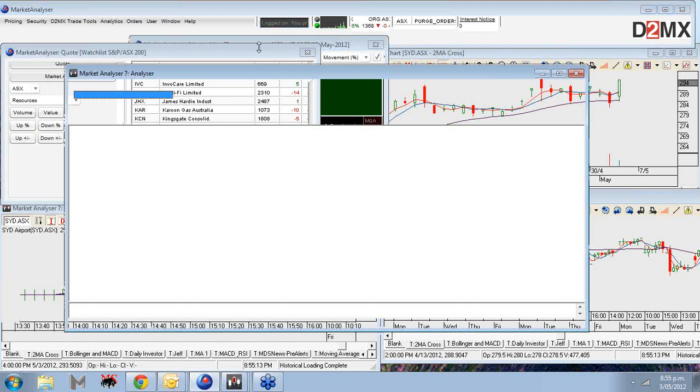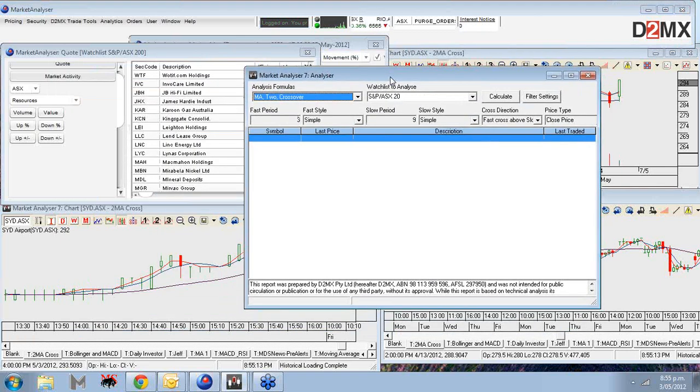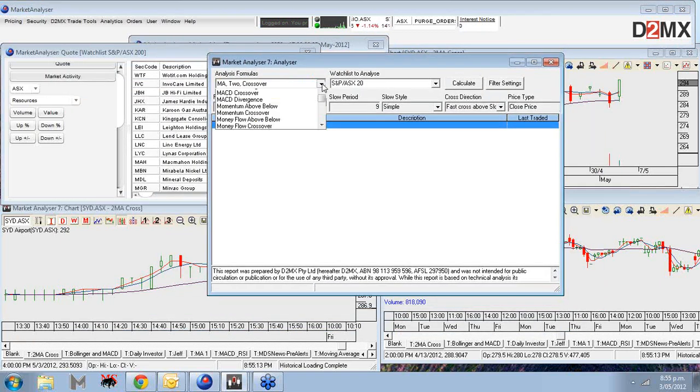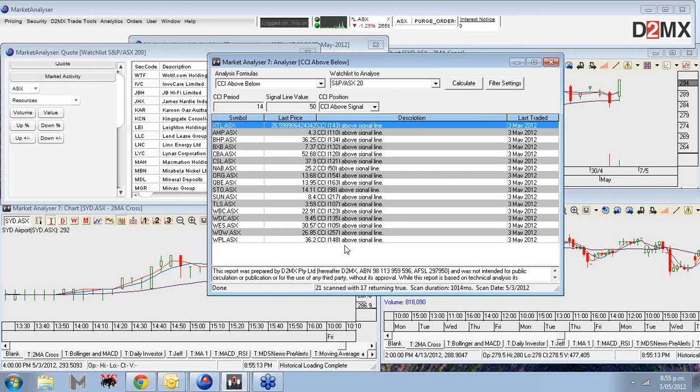Analyzer has the ability now to scan on intraday data. It scans on the current data, so we ran the two moving average crossover scan, could run a number of other scans in here to identify potential opportunities today. CCI above, below, say above 50, and run that, and we get a list of shares.